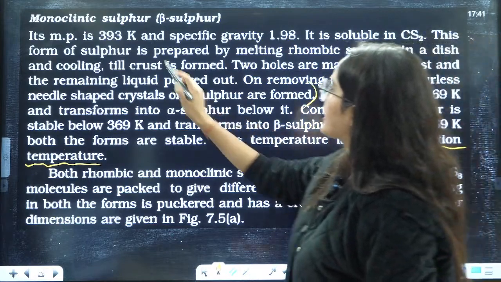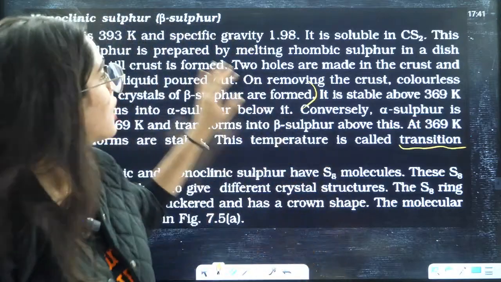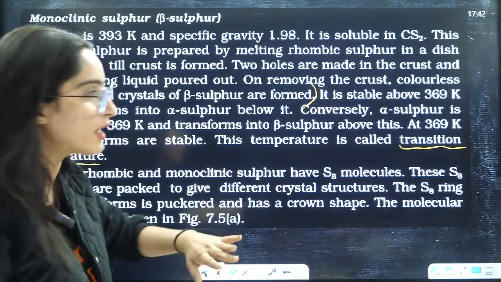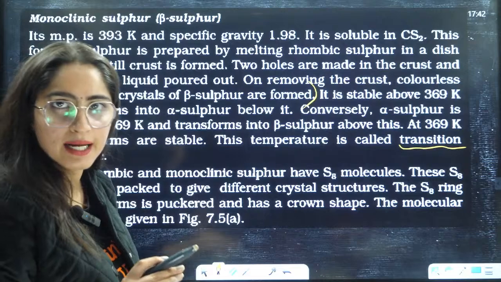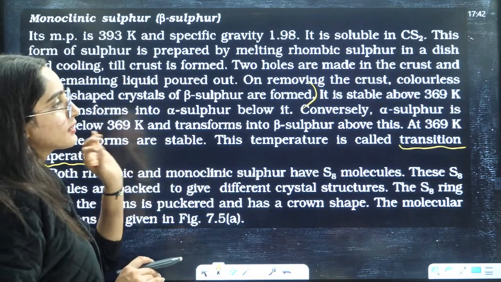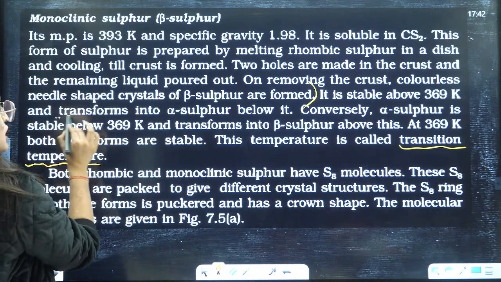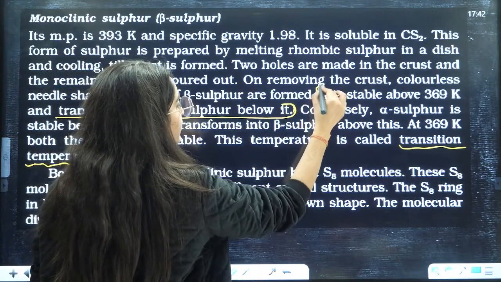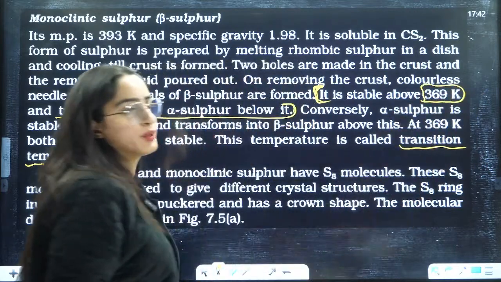Basically, till here they are telling you the preparation. For preparation, you just need to remember that monoclinic is formed from rhombic. That's it. Okay, beta is formed from alpha. Then we are saying that it is stable above 369 Kelvin and transforms into alpha below it. Now this thing is important.